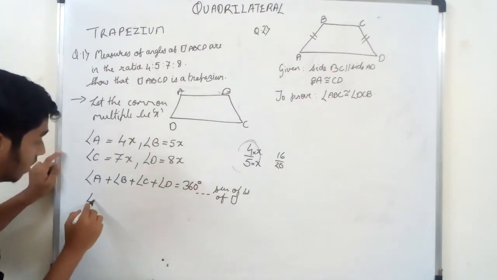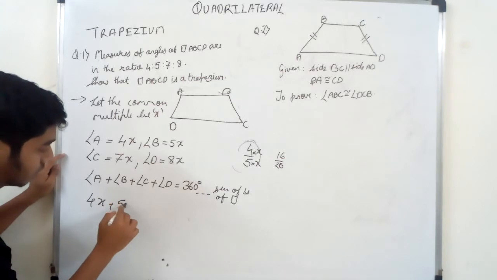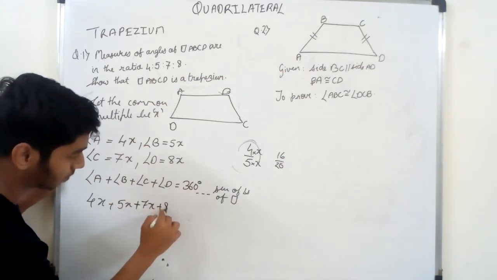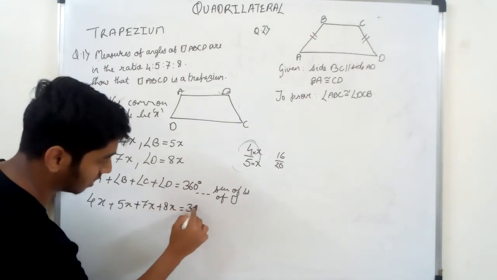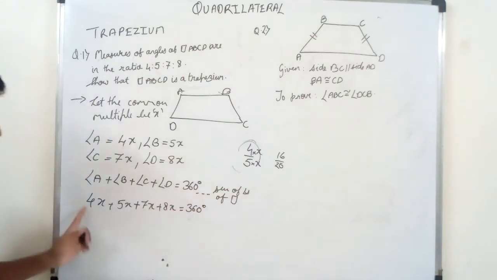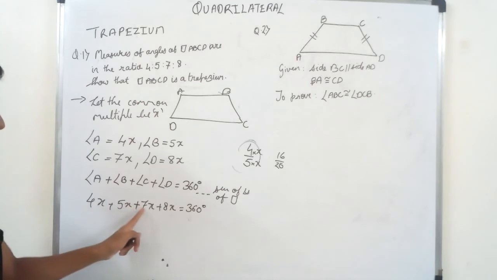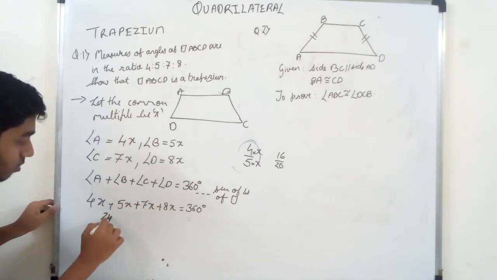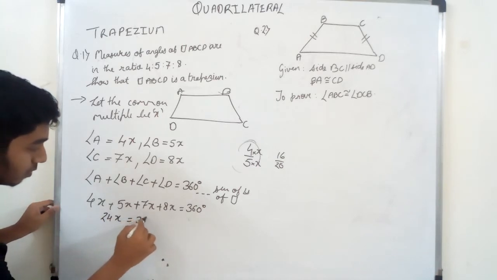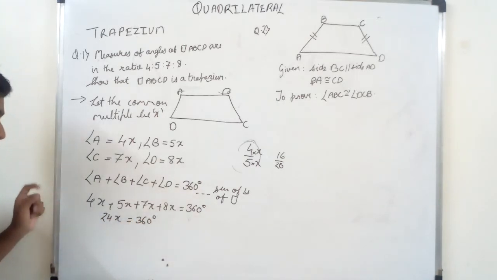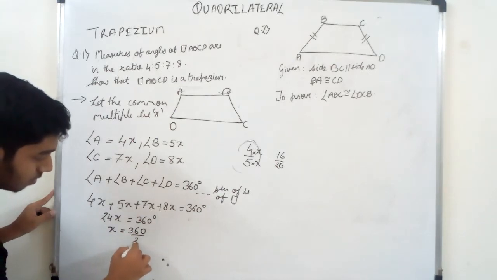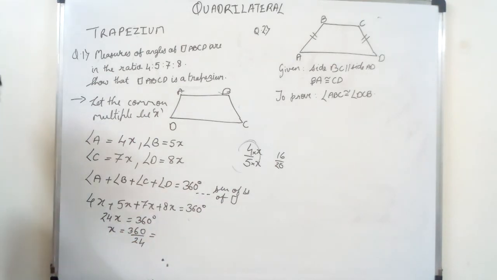Therefore put all the values in this. Let's see what we get. 4x plus 5x plus 7x plus 8x equal to 360. Add this: 4 plus 5 is 9, plus 7 is 16, plus 8 is 24. So 24x is equal to 360. Okay, so x is what? 360 upon 24. Yes or no?